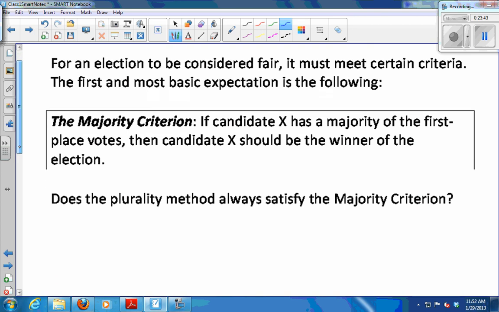All right, so for an election to be considered fair, it has to meet certain criteria. There are certain rules that we don't want to violate. Otherwise, we call the election unfair, right? The first and most basic expectation of any election is that if a candidate gets a majority of the votes, then they should win. So if you get more than half the votes, you should be the winner.